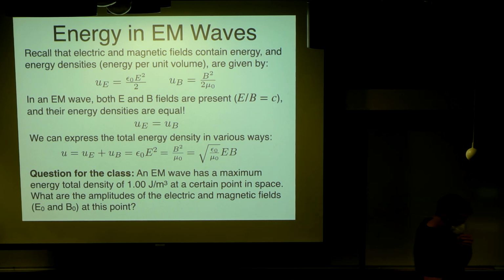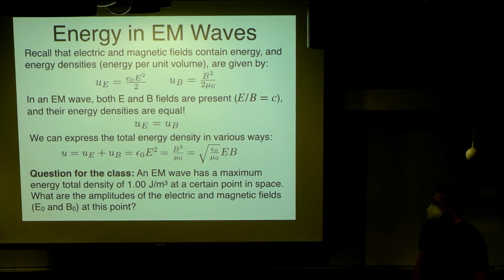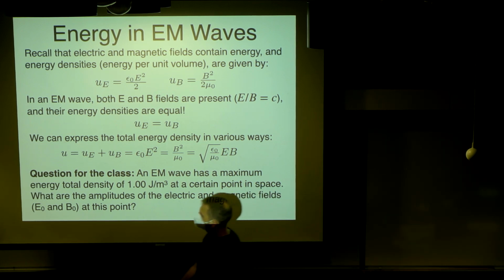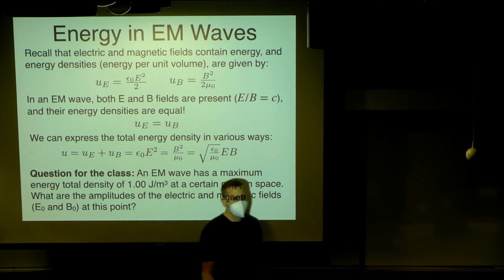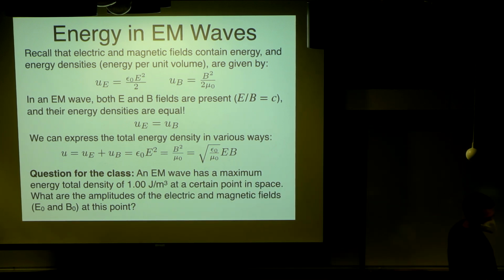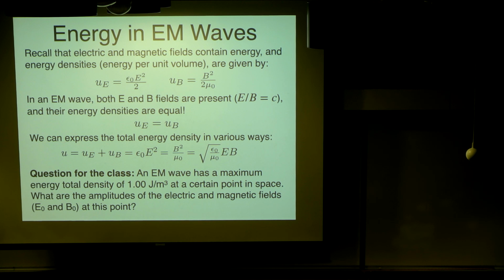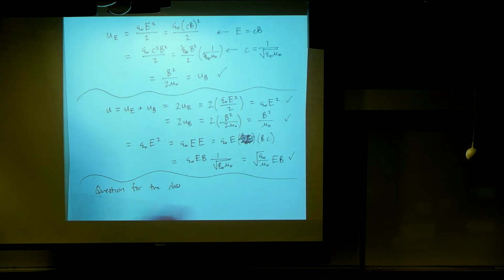So, any answers? What's E naught? 3.36 times 10 to the fifth. Okay, good. What about B naught? 1.12 times 10 to the negative 3. Yep, that's right. So there are about a million different ways you could go about doing this one because we have all these formulas, but I'll just do it this way.